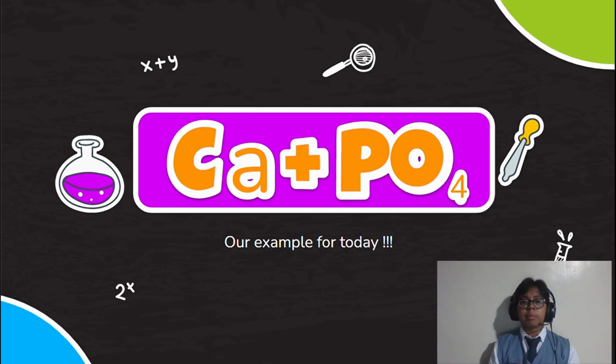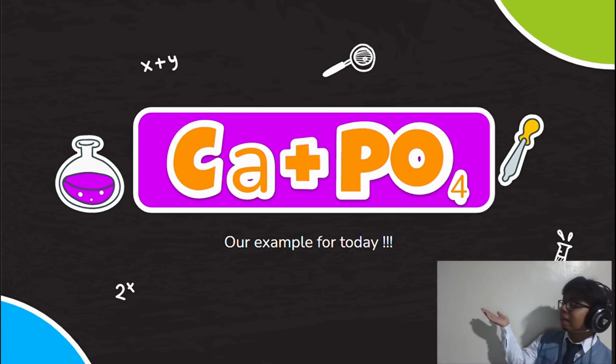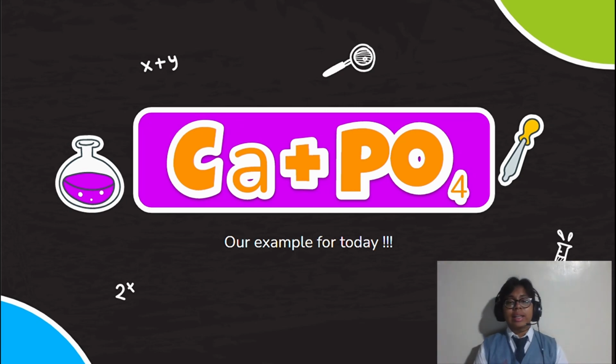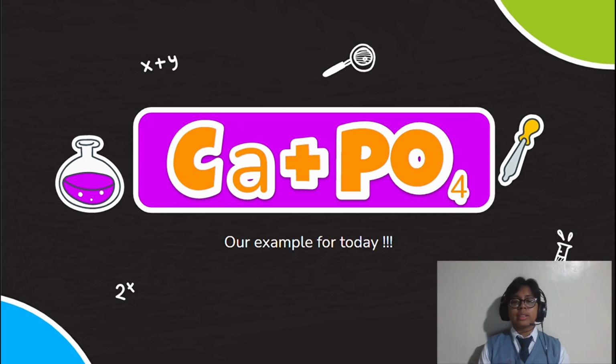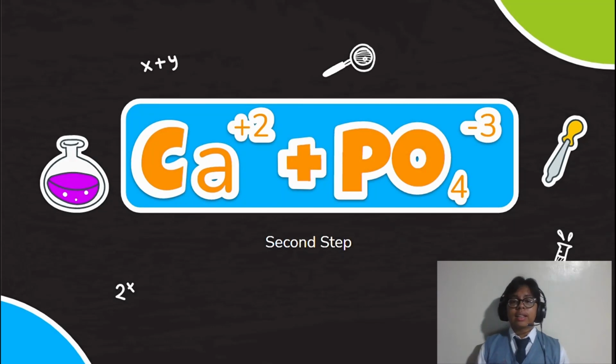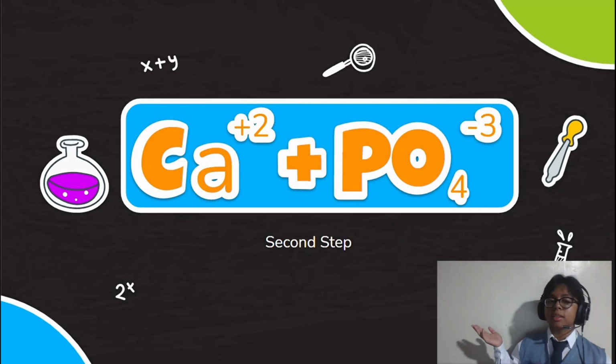Ternary compounds are made up of a metal and a polyatomic ion. In this tutorial, I'll be using the following example. Let us begin by writing down the chemical formula. Once we have written down the given in order to see the skeletal formula, let us now write the charges.